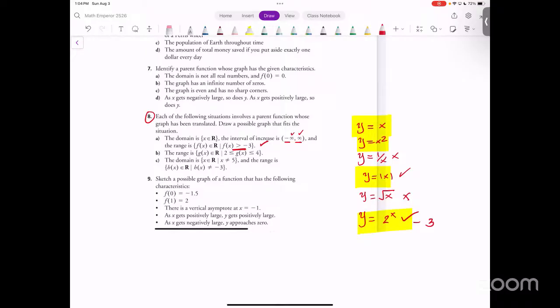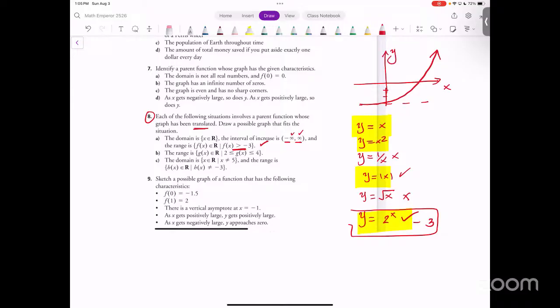So for each one of the following situations involving a parent function whose graph has been translated, this is a parent function that has been translated. They ask you to do a rough sketch. You can have a rough sketch. This is going to be -3 here, -1, -2, -3. And then you want a graph spanning from -∞ to +∞, but also in that range.